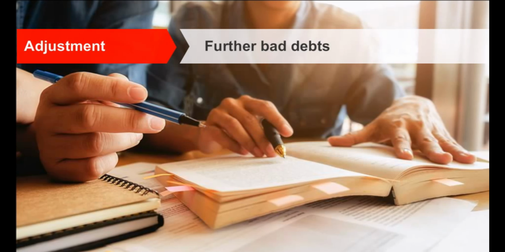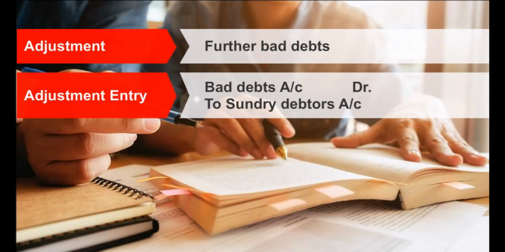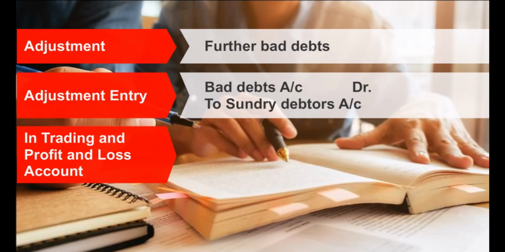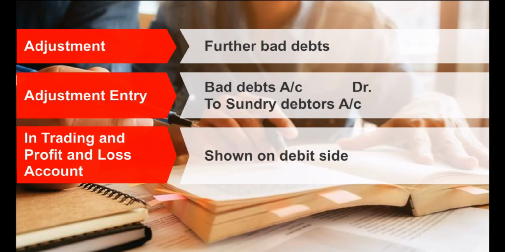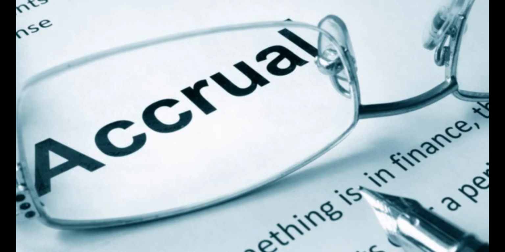Adjustment: further bad debts. Adjustment entry: bad debts account debited to sundry debtors account. In the trading and profit and loss account, it is shown on the debit side. In the balance sheet, it is deducted from the debtors.